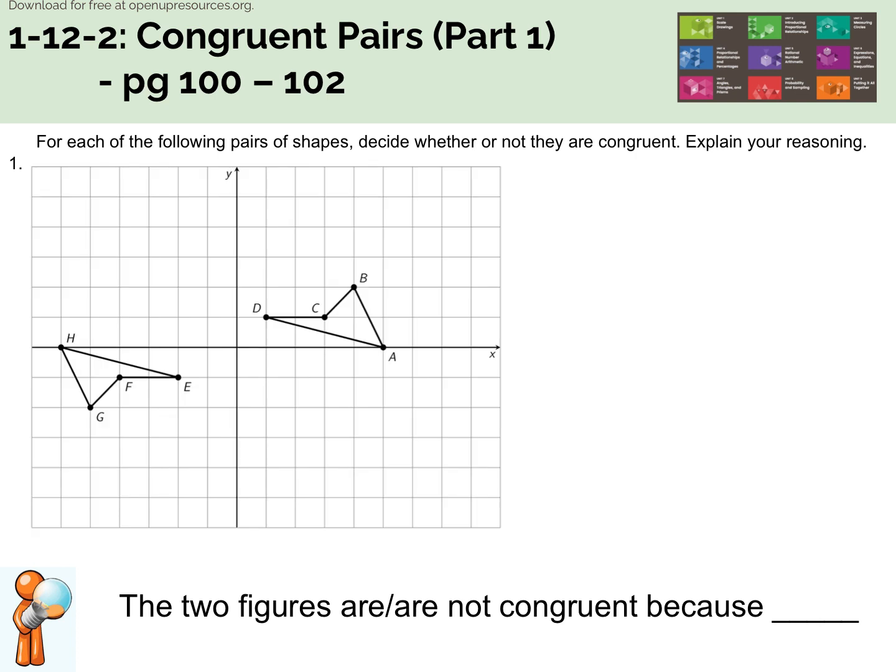So here is number 1. Take about 30 seconds. Find out if these are congruent or not. I gave you a sentence frame. The two figures are or are not congruent because, you need to write that down next to number 1. They are or are not congruent, and then you give that reason why.